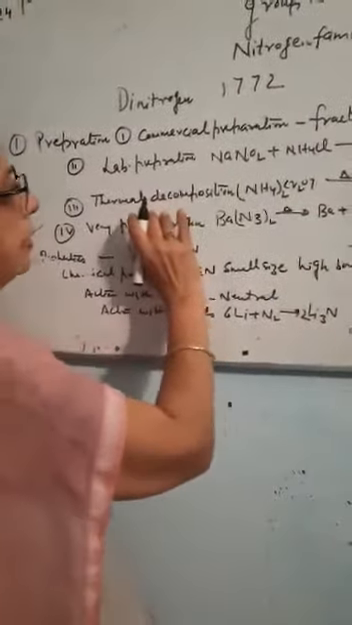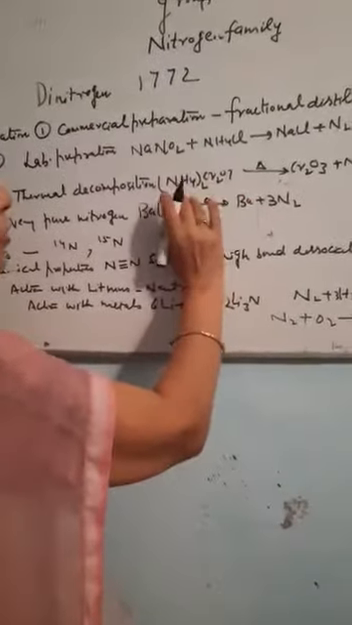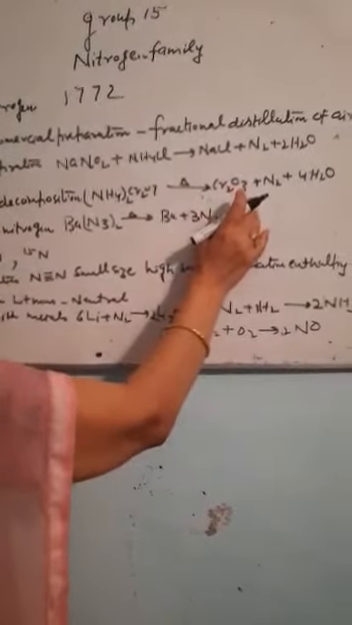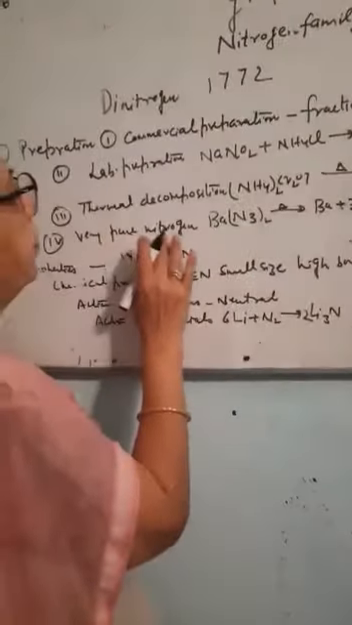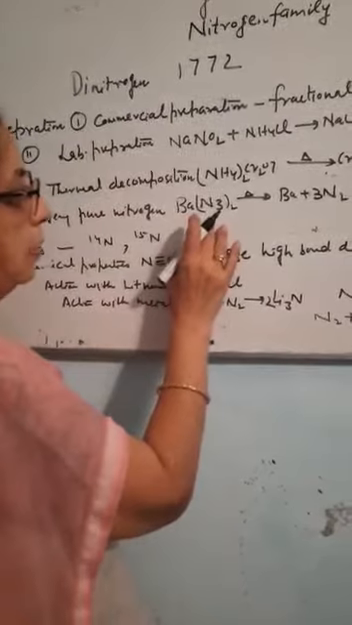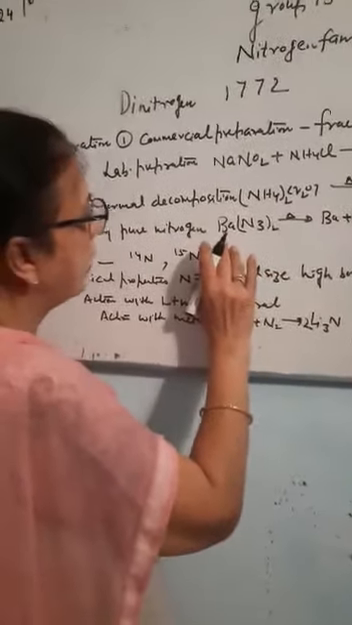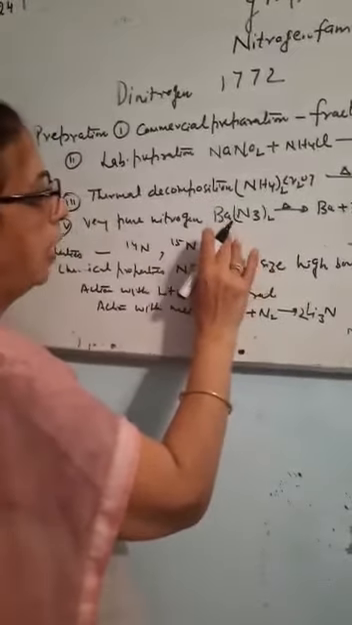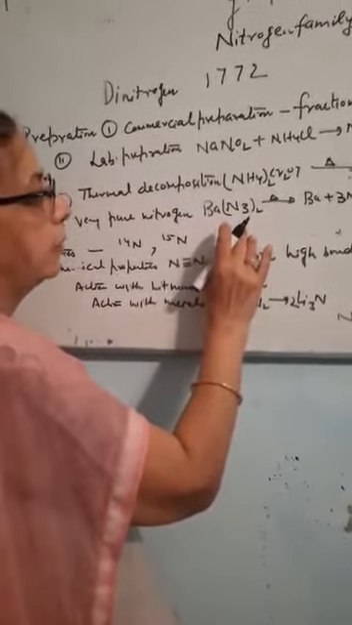The next method is thermal decomposition of ammonium dichromate. Ammonium dichromate is heated. There is a formation of chromium trioxide, nitrogen and water. Very pure nitrogen is prepared by heating barium azide. There is a formation of barium and nitrogen, but board examiners don't ask barium azide, rather they ask what happens by the reaction of sodium azide.